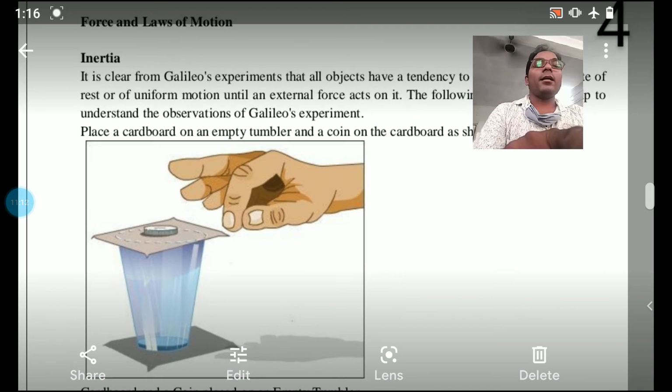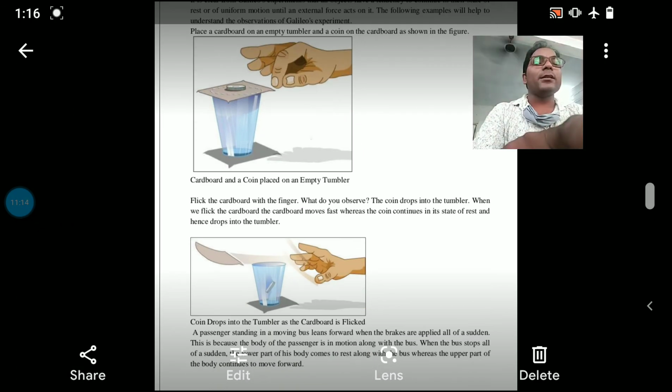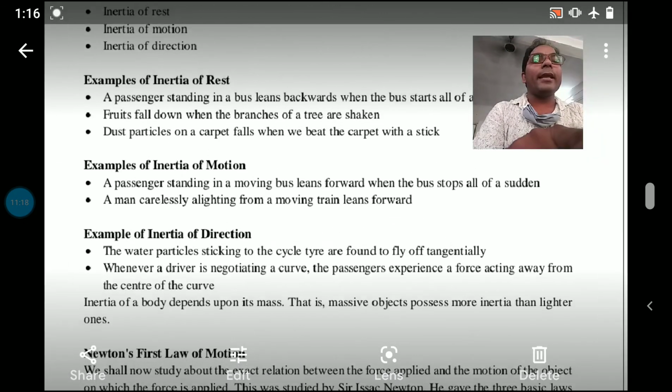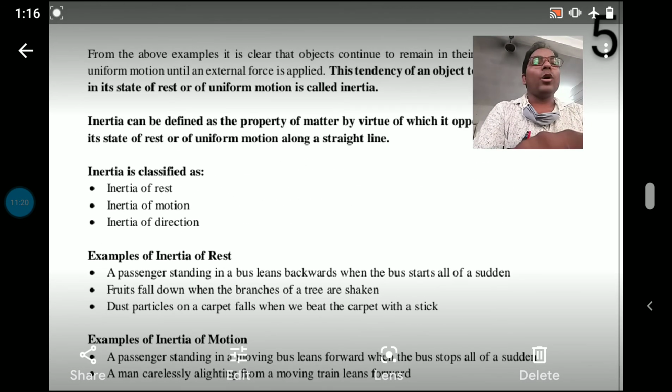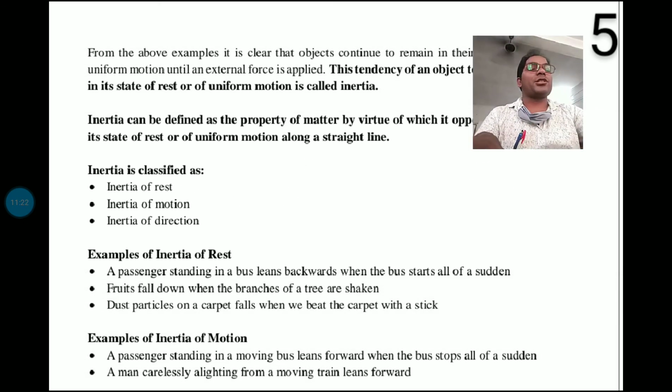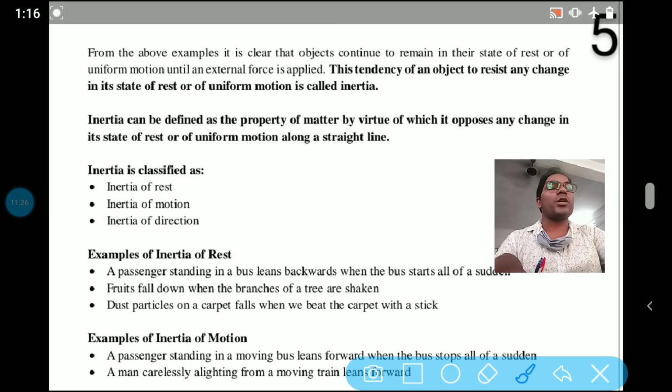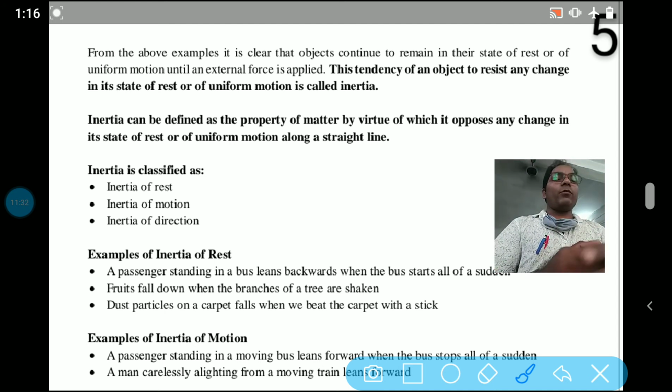Next, before explaining Newton's first law of motion, I will explain inertia. What is inertia? This is very important before explaining Newton's first law of motion. So today I will explain only up to inertia, and you will get the PDF. Whatever I am explaining in this video, the same PDF you can get from Google Classroom.